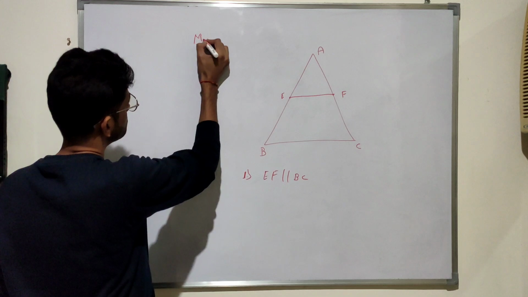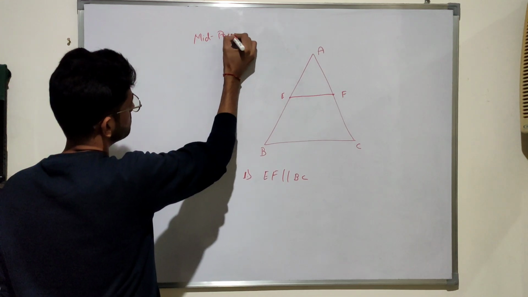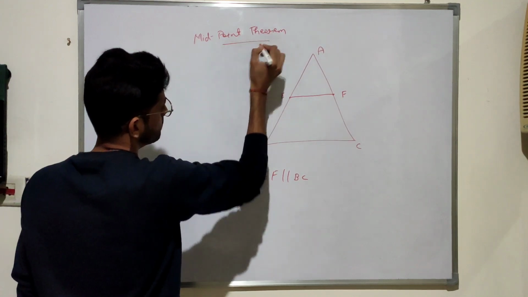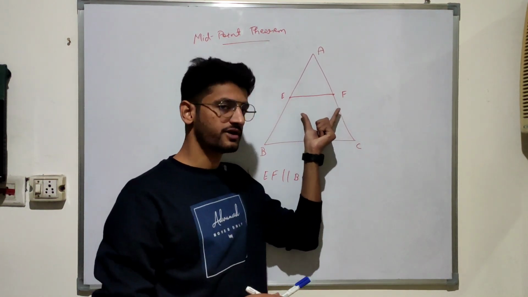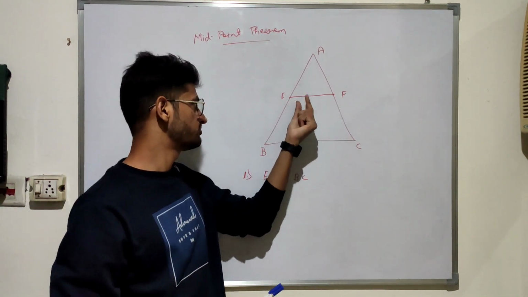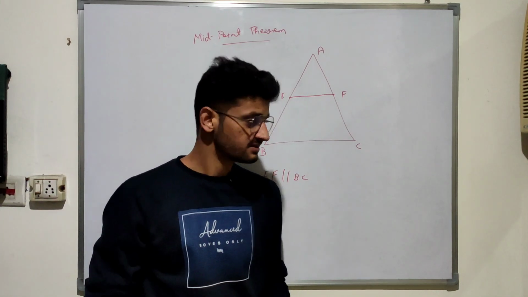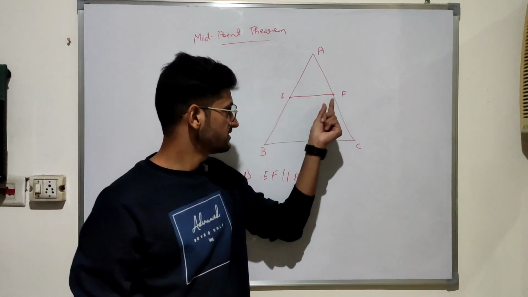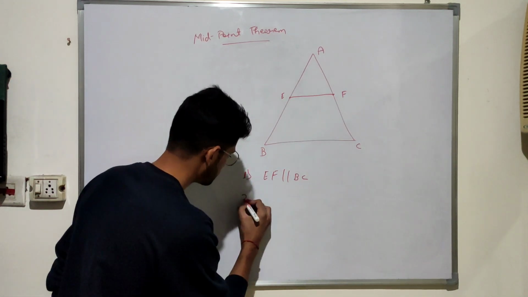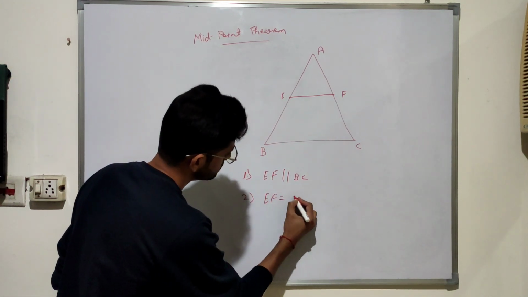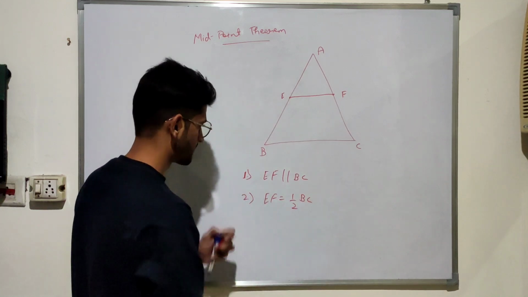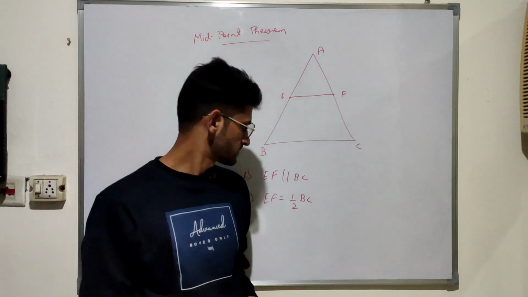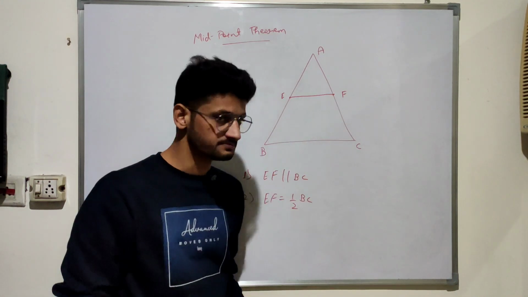Here I am writing the topic as midpoint theorem. If we have two midpoints on the side lengths of triangle ABC, when we join those two midpoints, then EF is going to be parallel to BC, and the second conclusion is that EF is going to be half of side length BC. That is, BC is going to be twice of EF, and these two line segments are going to be parallel. This is the conclusion of the midpoint theorem.